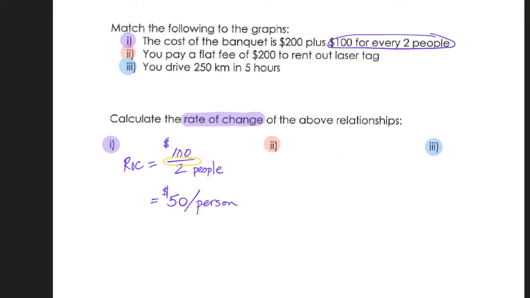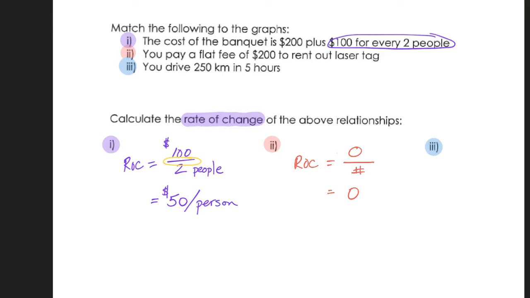Okay, we're back. So, in that second scenario, I have you pay a flat fee of $200 to rent out laser tag. Okay, well, my rate of change then, well, what's changing? Well, my cost is not changing at all. Divided by, and well, I don't really know what I'm dividing by. Am I dividing by a number of people? Am I dividing by an amount of time? I'm dividing by something. But 0 divided by that anything is going to give me 0.